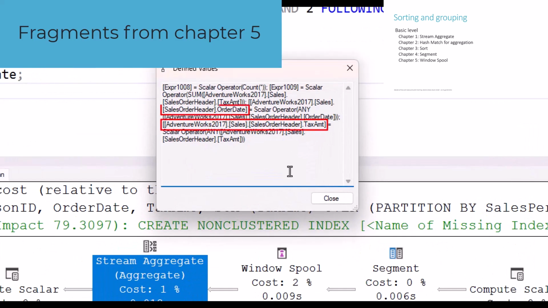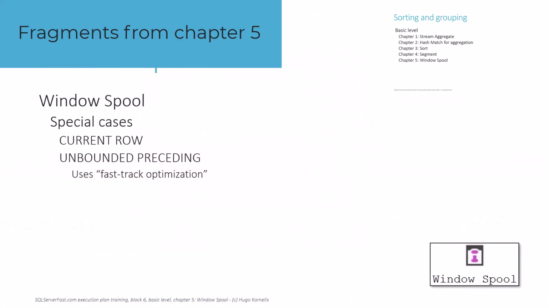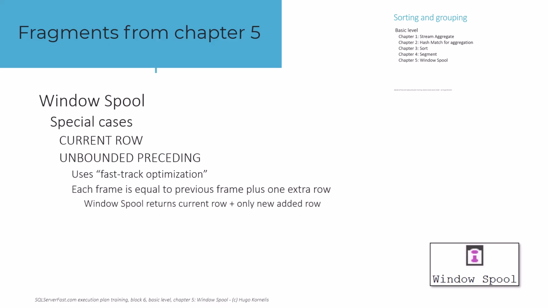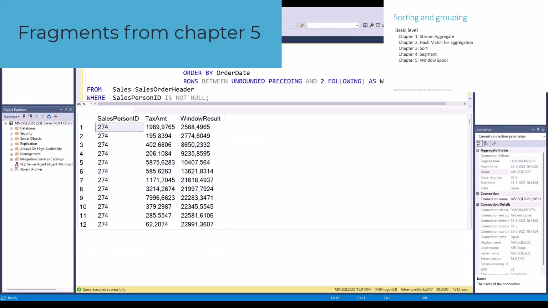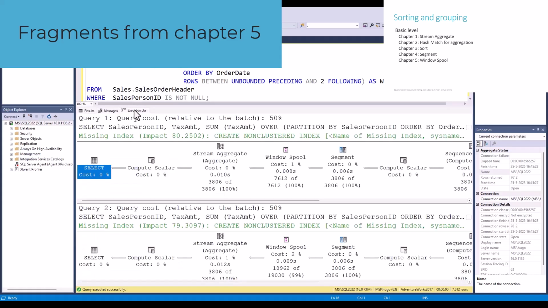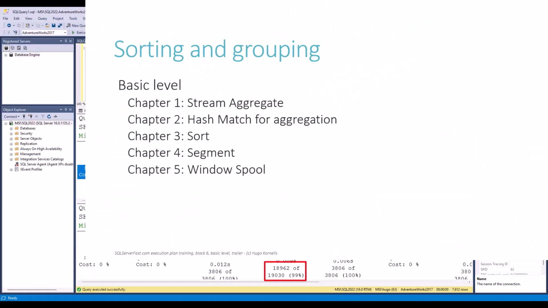For the most common use case of window frames, running totals, the amount of work can get quite high. To reduce this, Microsoft has implemented a more efficient special case handling for this use case, called Fast Track Optimization.